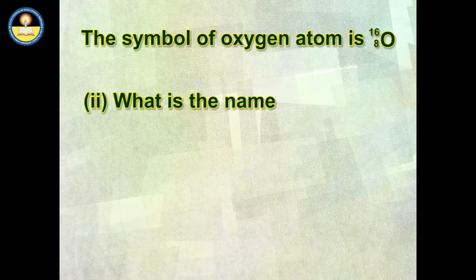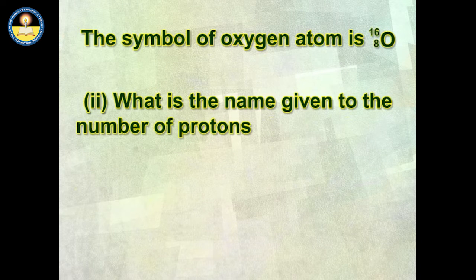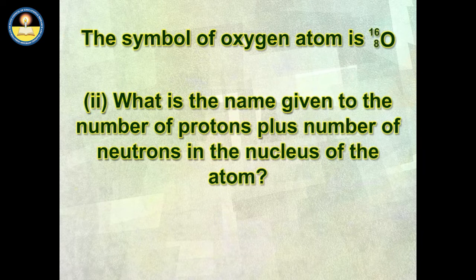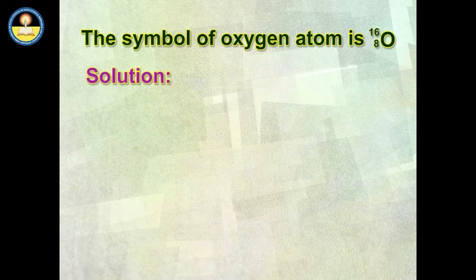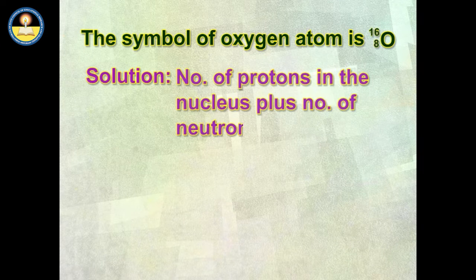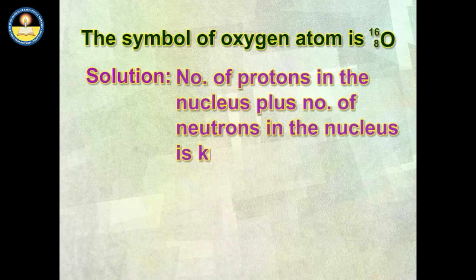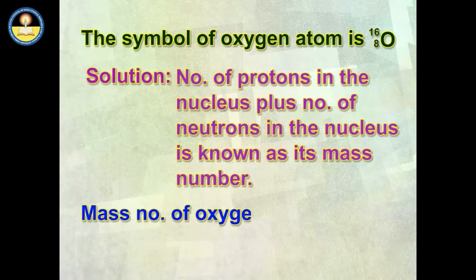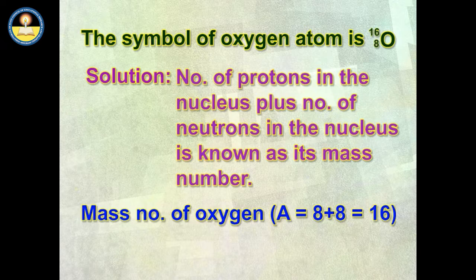What is the name given to the number of protons plus number of neutrons in the nucleus of the atom? Solution. Number of protons in the nucleus plus number of neutrons in the nucleus is known as its mass number. Mass number of oxygen is equal to 8 plus 8, that is 16.